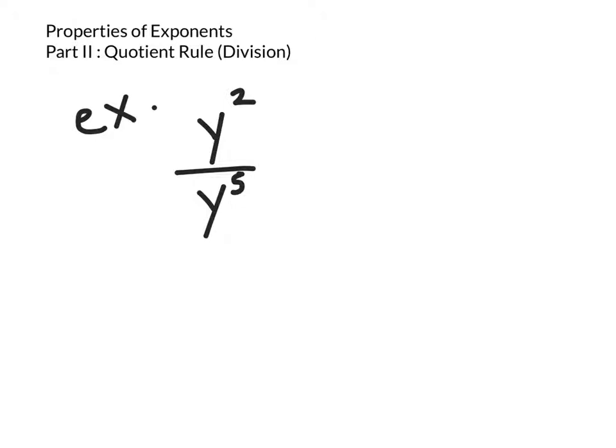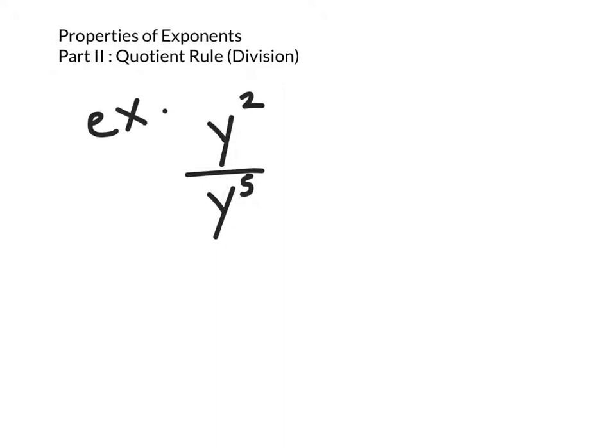Okay, so the second scenario, you'll notice I've got a quotient as well, but this time the denominator actually has more y values. The exponent is larger. I've got y to the second, all divided by y to the fifth. And the quotient rule tells me that I can simply subtract these. Once again, this is going to be 2 minus 5. It must be the numerator's exponent minus the denominator's exponent. So I'm going to go ahead and put 2 minus 5.